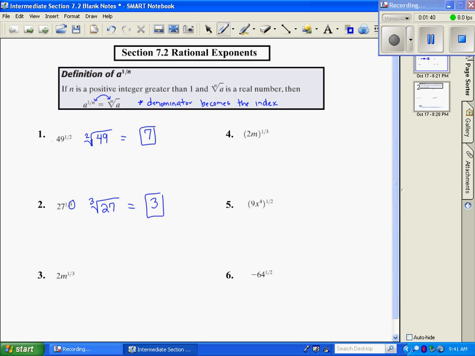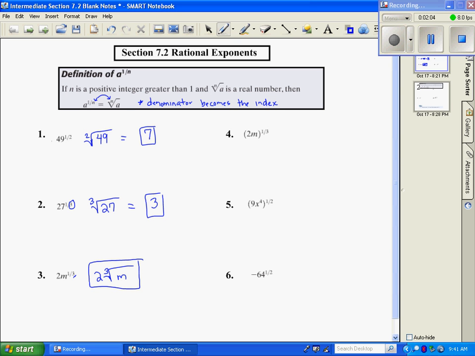Number 3. Now, this 2 is kind of sitting out front. This is m to the 1/3, so my 2 I'm going to leave out front, and I'm going to rewrite my m, and my denominator is a 3, so that means my index is a 3. And I can't simplify that. There's nothing more I can do, so this is just my solution.